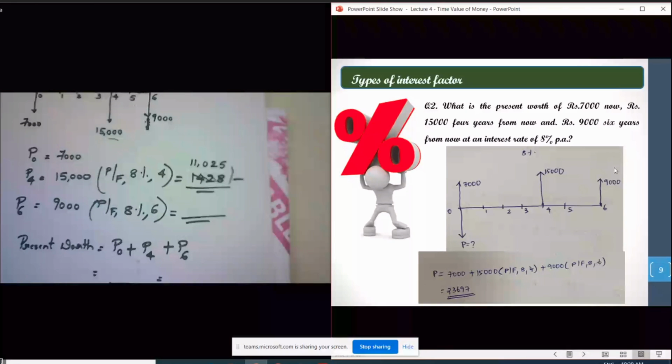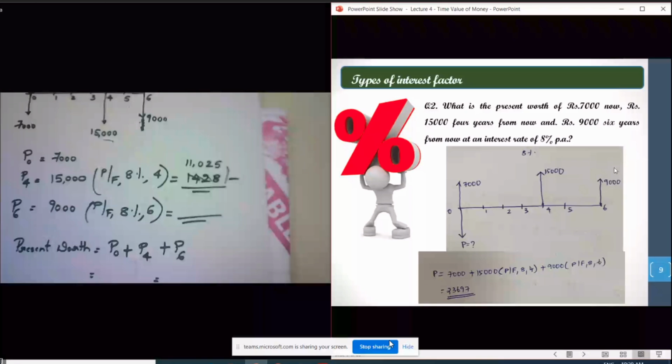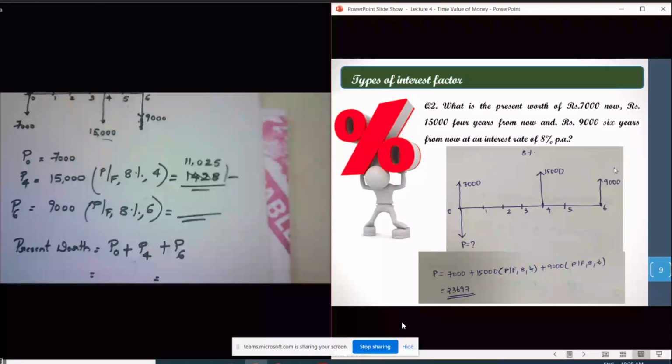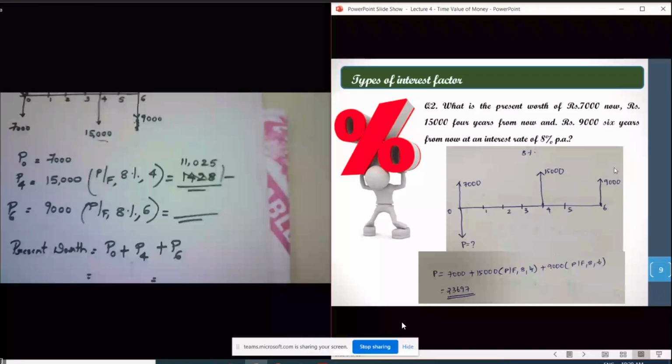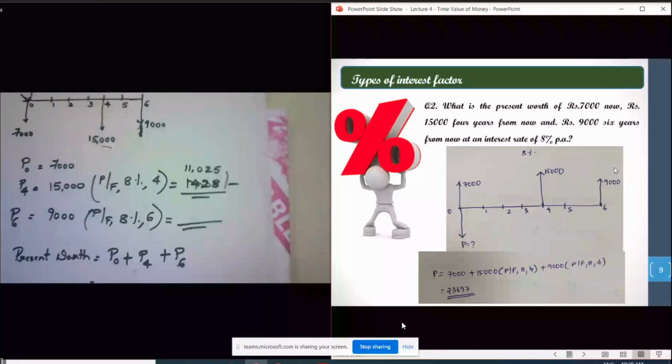So here in this case, they have not mentioned anything about investment or return. Okay, I have considered it to be an investment. That means I will be depositing 7,000 now, 15,000 4 years from now, and 9,000 6 years from now. Okay, I want to know what is the total consolidated present worth of all these three deposits. So according to that I have drawn my cash flow diagram in this sheet.